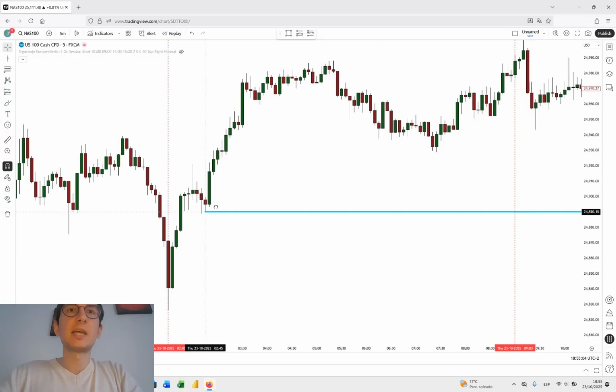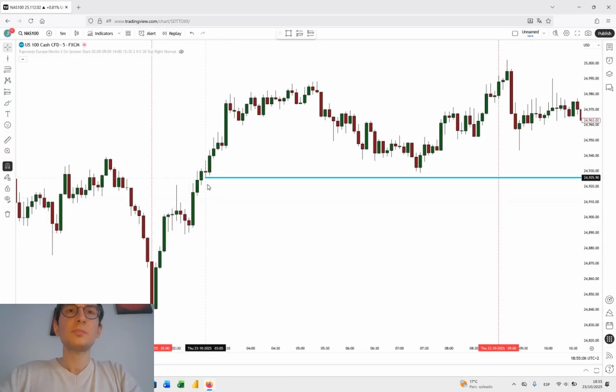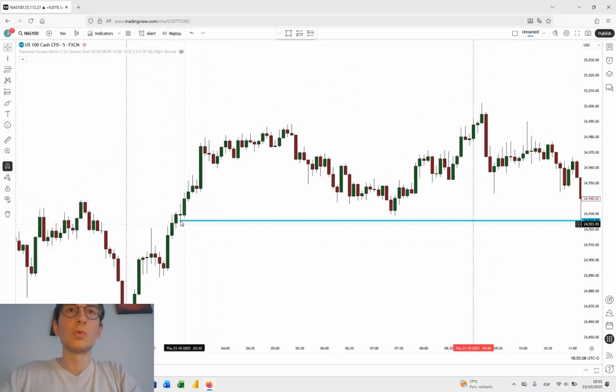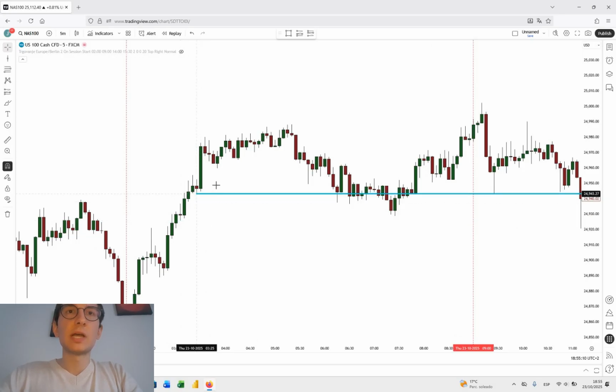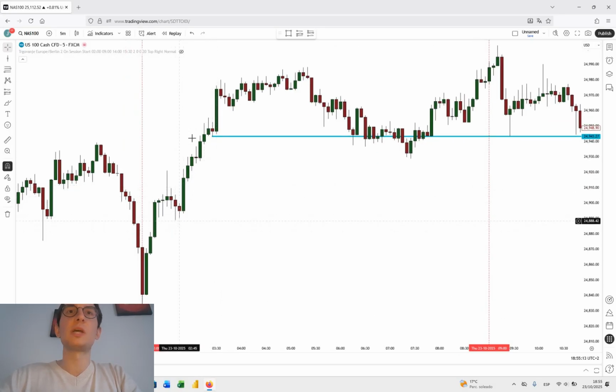Okay, and then here we have another low, and here we have another low, and here we have another low. So what does that mean? We have higher lows and higher highs. Why? Because this low right now is higher than this one, and this low right here, even though it's a little bit under this low, we still haven't broken the structure, because we haven't closed with the candle.